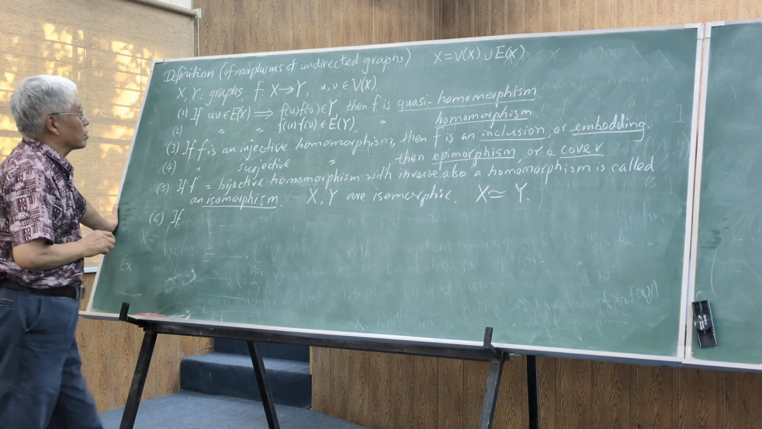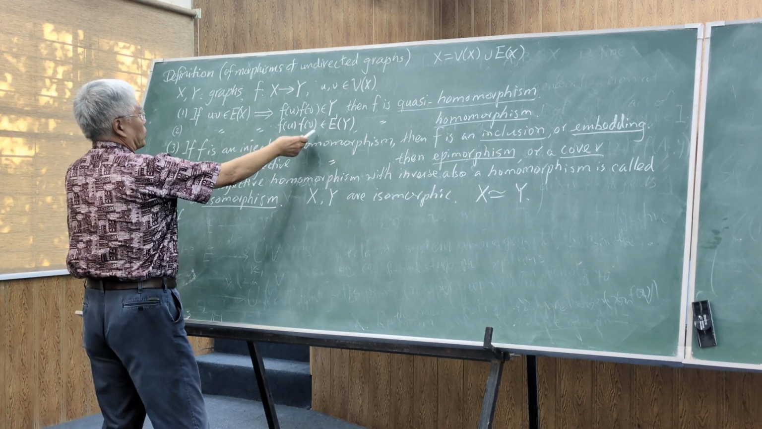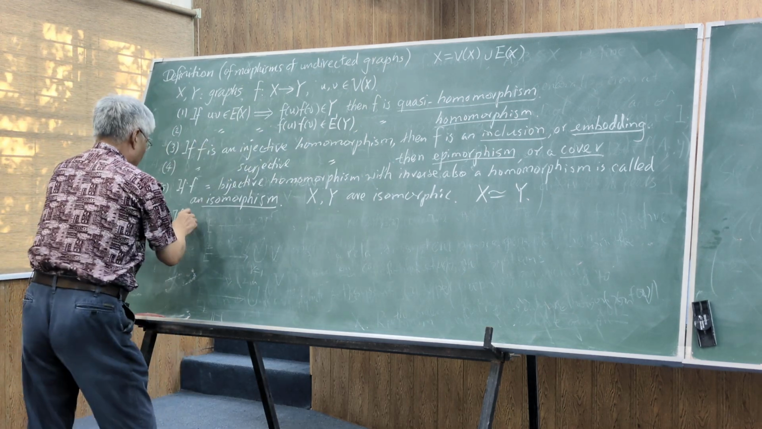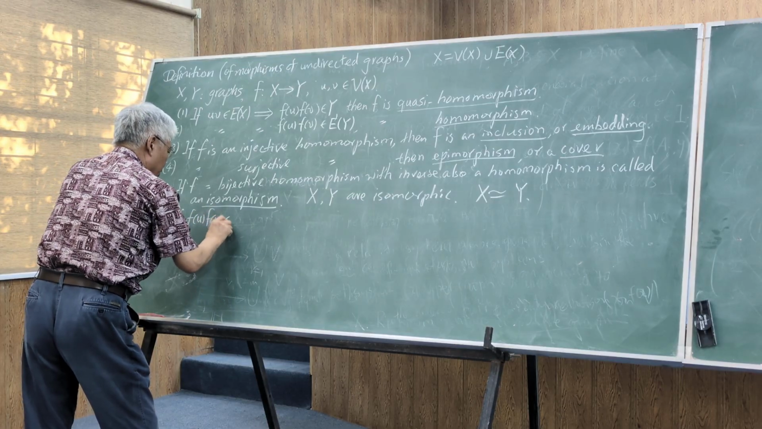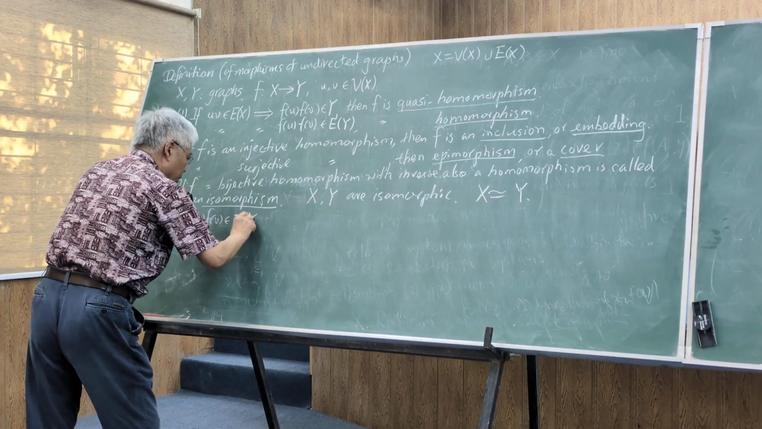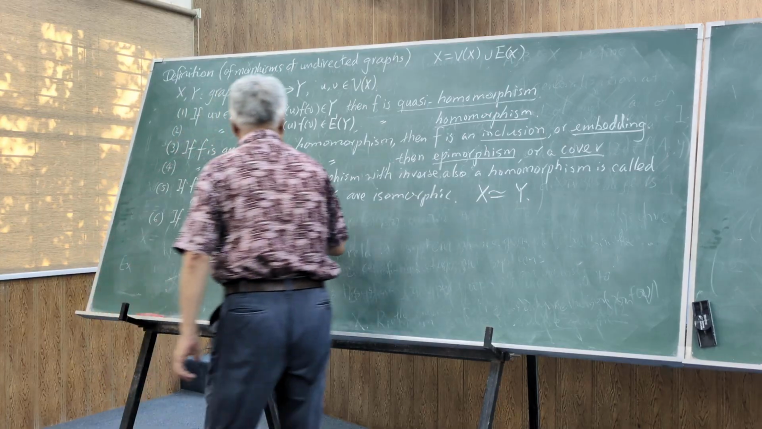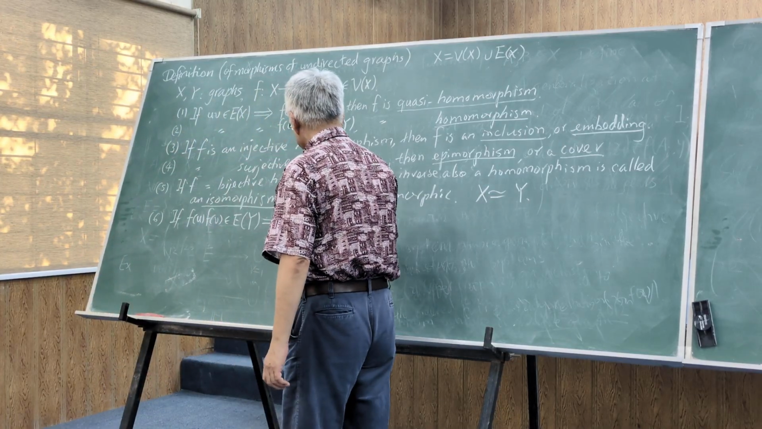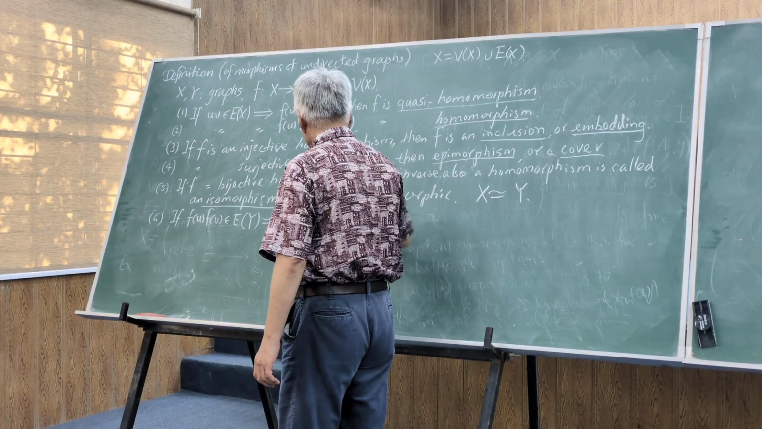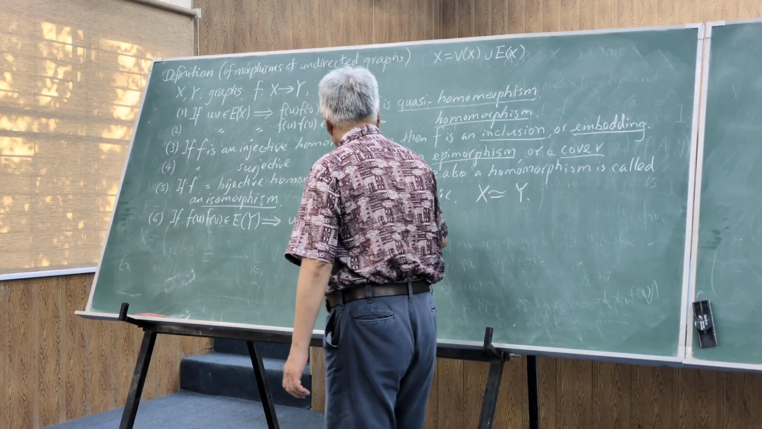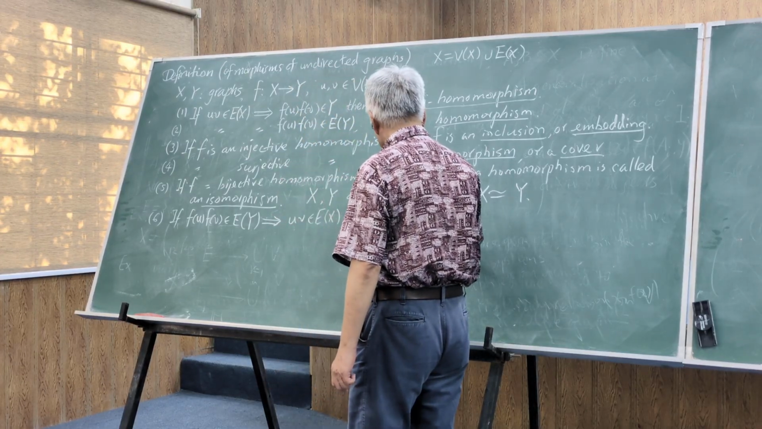The converse of this is true. F(u)F(v) is an edge implies that uv is an edge. You see, you can combine some of these to get the isomorphism as well. Then F is called a comorphism.